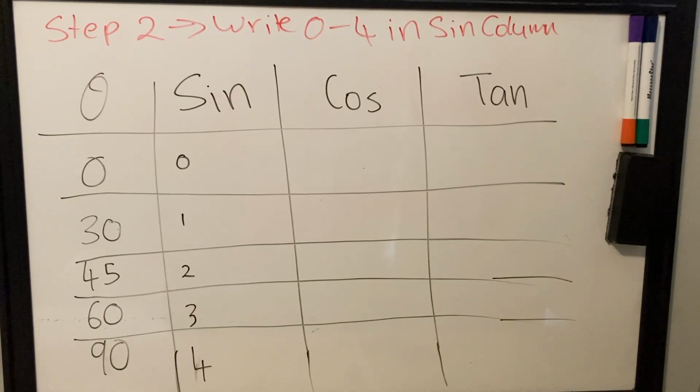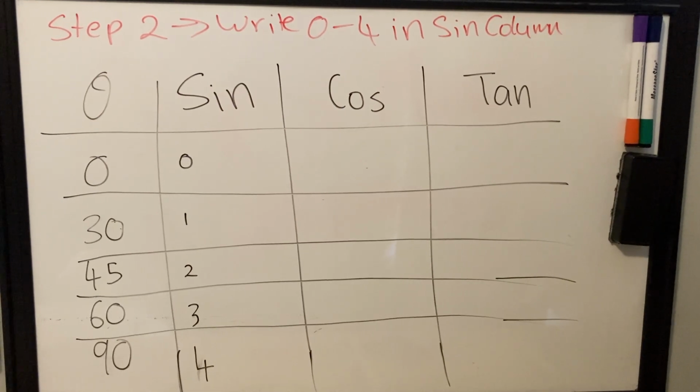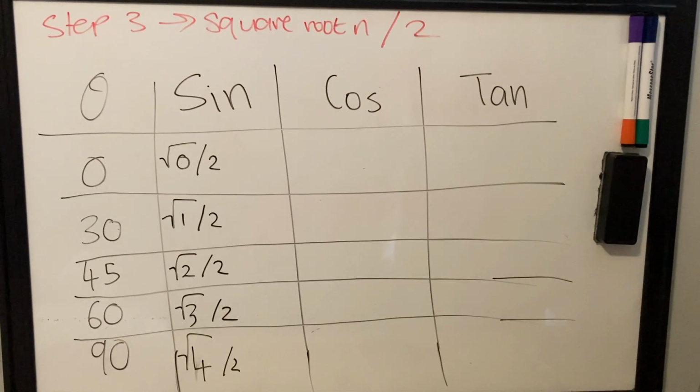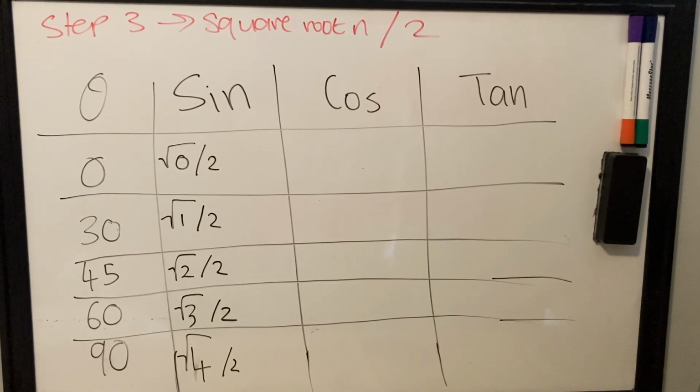Step 2 is to write the numbers 0 to 4 in the first sine column. So you can see I've written numbers 0, 1, 2, 3, 4 in the first sine column. Step 3 is to write the square root of each number and divide that by 2. So you first put a square root sign over all the numbers that you've written, then put a divide 2 sign next to them.